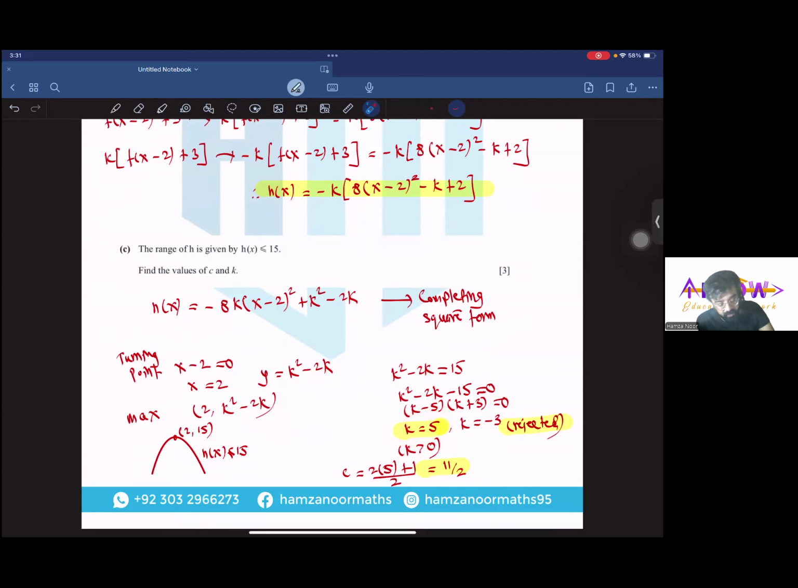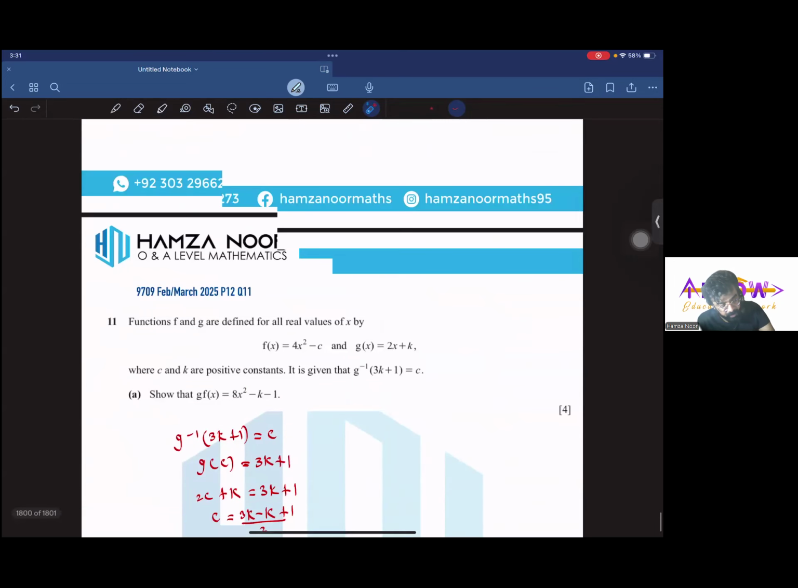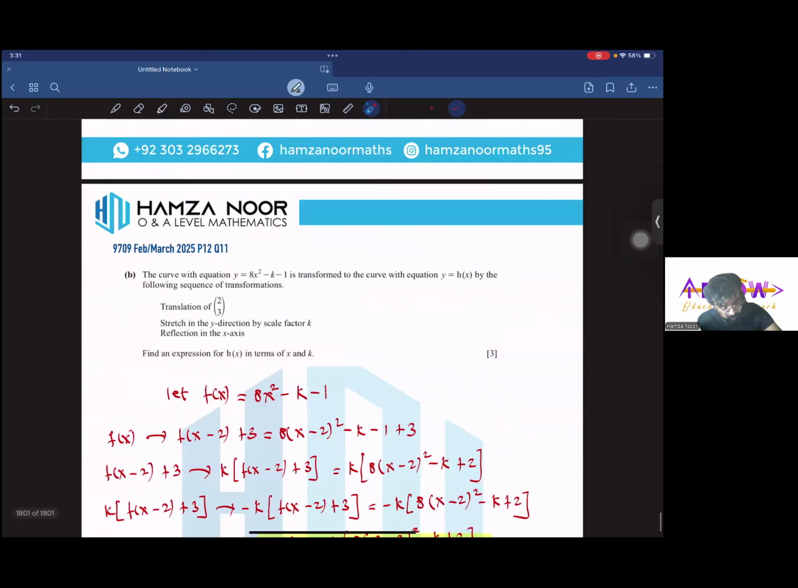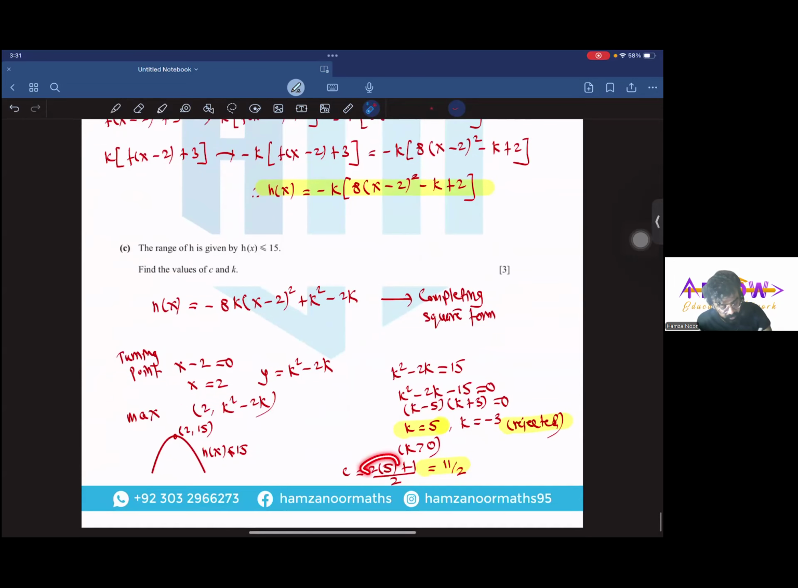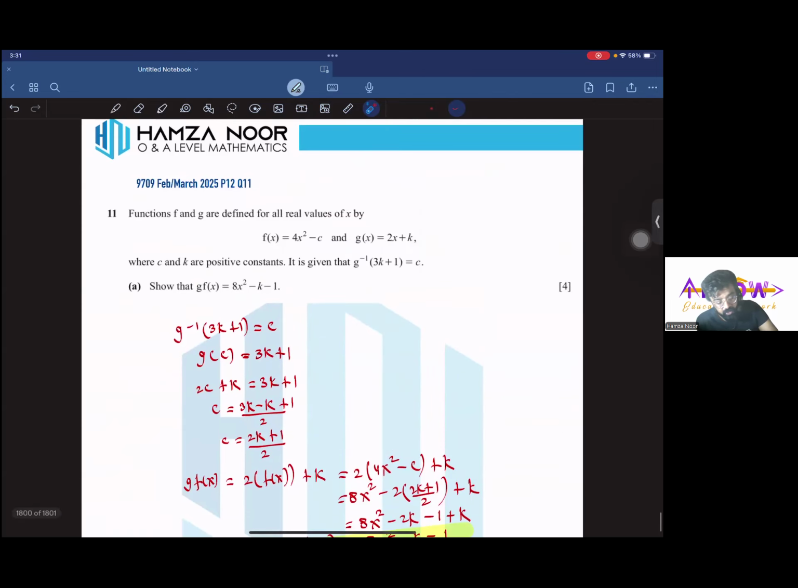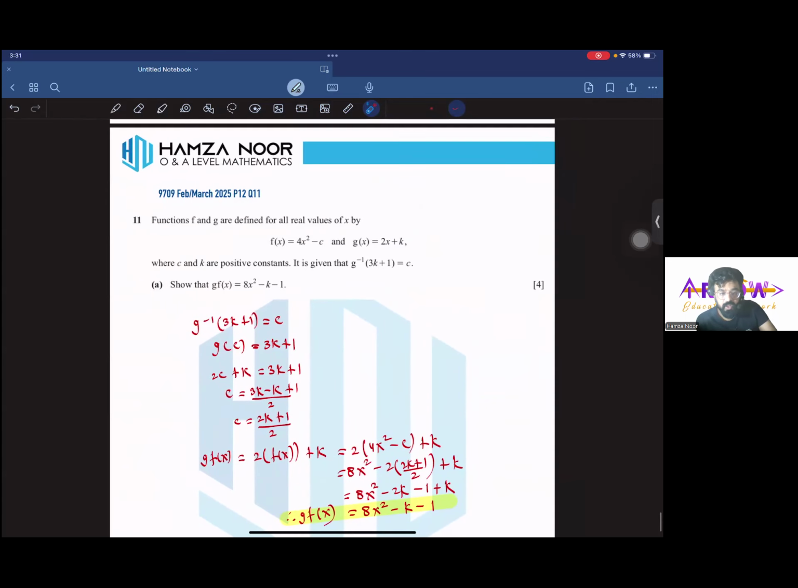And since we obtained an equation for c in terms of k in part A, c = (2k + 1)/2, this means that c = (2 × 5 + 1)/2. So c = 11/2. In this way, we have attempted this question completely. We have discussed it. So this was February-March 2025, paper 1, variant 2, question number 11.